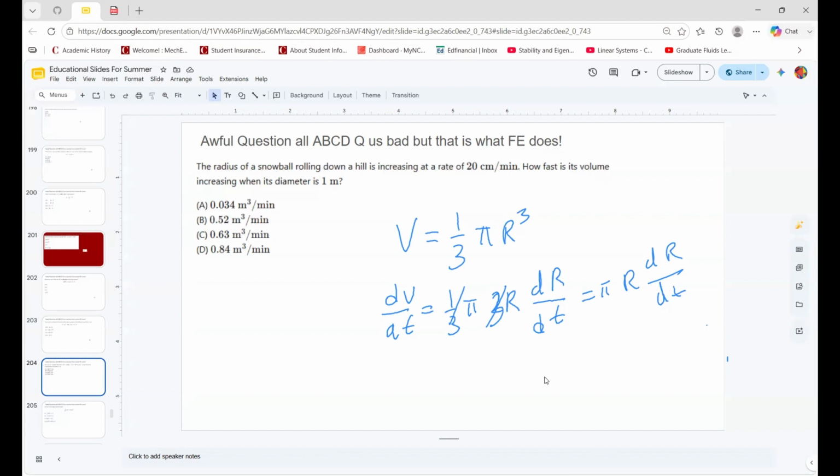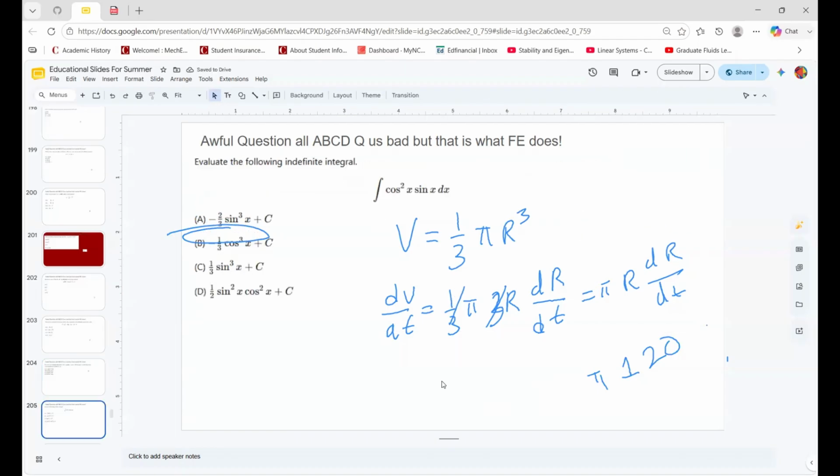Yeah. And then, yeah, that's it. So it's 20, and then 1, and then pi. So it's 20 multiplied by pi, which is 3.14. Okay, so it's this. 20 multiplied by pi. Let me check. It's 62.83. Yeah, it is C.